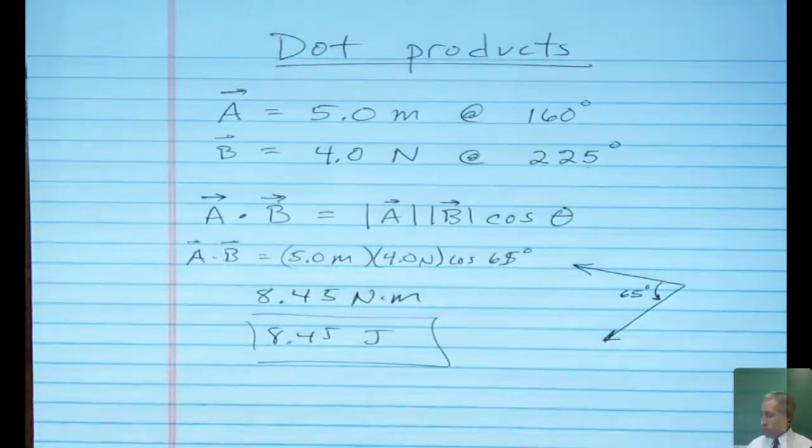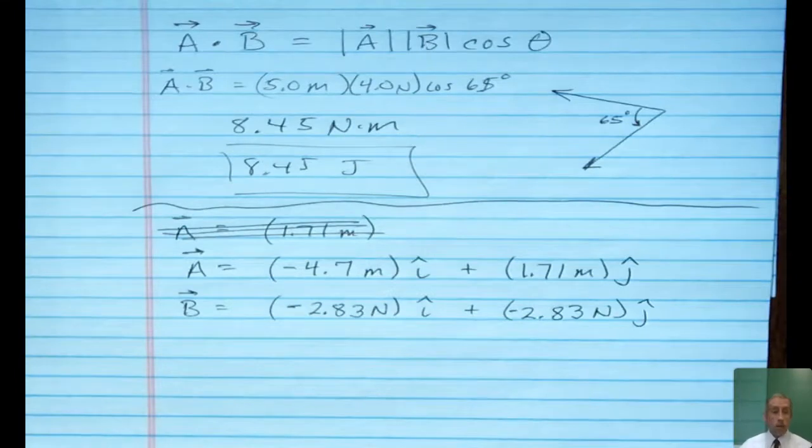Okay. Now I'm going to show you another way to do a dot product, and that is if we start with something in unit vector form. So let me get my unit vector set up, and then I'll show you how that's done. So I thought what might make this interesting is to take the same two vectors and put them into their unit vector form and show you how we would get the same product, 8.45 joules, by doing it without the magnitude and the direction. So here they are.